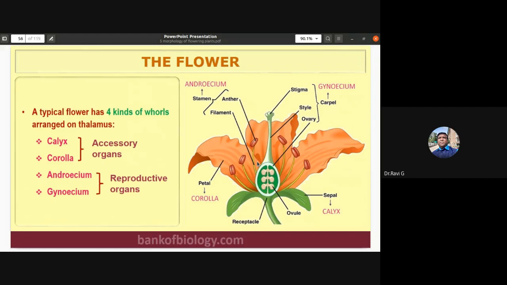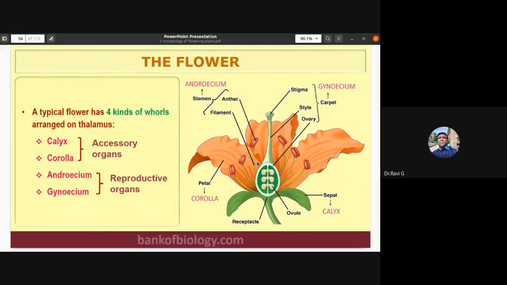Gynoecium is also called pistil. It is the collection of carpels. Now andrecium is the male reproductive part of the flower. Gynoecium is the female reproductive part of the flower. Since andrecium and gynoecium are directly involved in sexual reproduction, we call them the essential whorl, or reproductive organs.